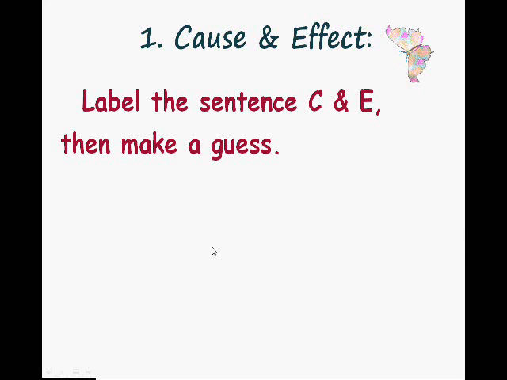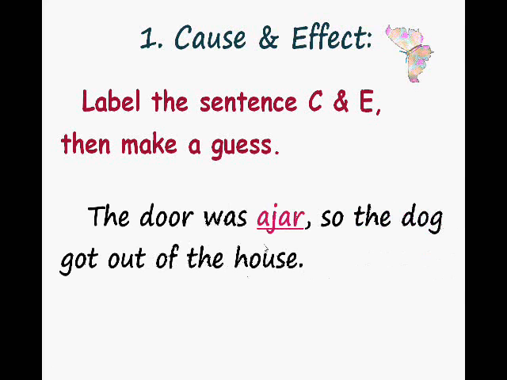And we have an example like, the door was ajar, so the dog got out of the house. So of course we have here a cause and we have an effect. The door was ajar. I don't know the meaning of the word ajar. What happened? The dog got out of the house. So we have here the word so. So how could the dog get out of the house? The door should be what?